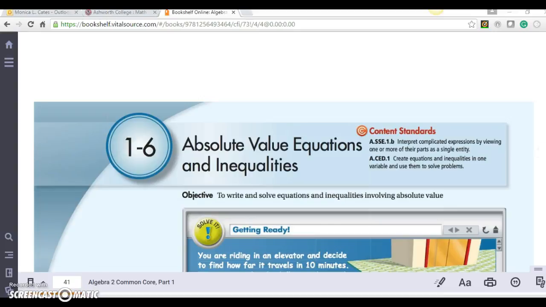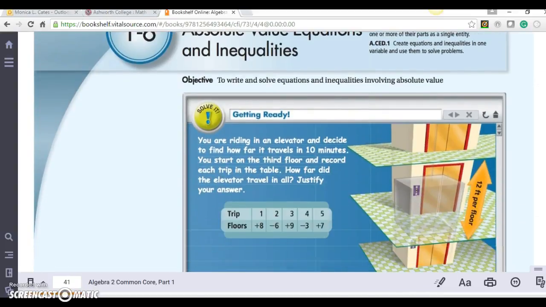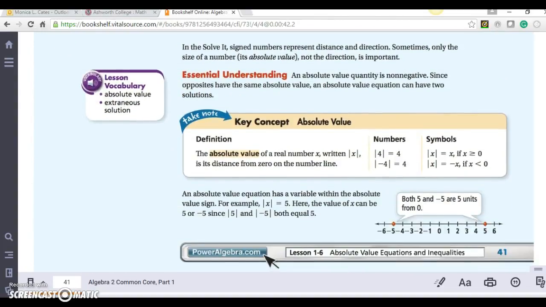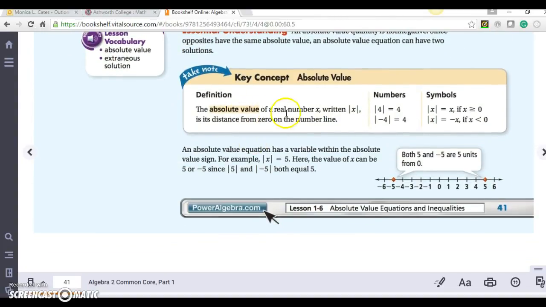Okay, we're looking at lesson 1-6, absolute value equations and inequalities. So the thing to remember about absolute value is that the absolute value of a real number x, written |x|, is the distance from 0 on the number line. Therefore, it's always positive. So the absolute value of 4 is equal to 4.